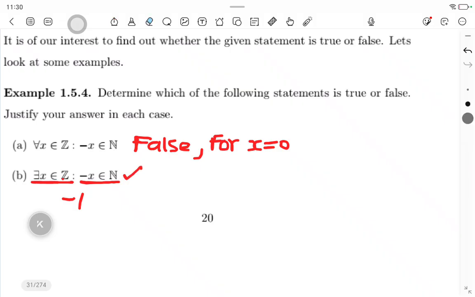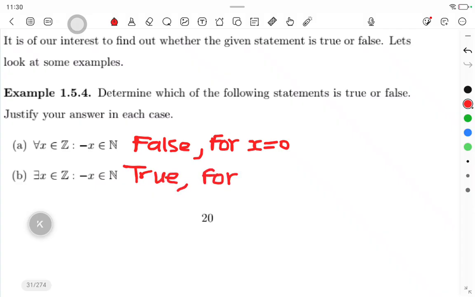And remember, I said with "there exists", a restriction is allowed. So we can just restrict ourselves to say x equals 1. But I want us to always include all the possible values. This exists for all the negative numbers, for x less than or equal to minus 1.